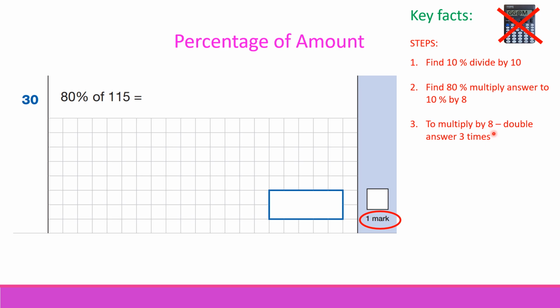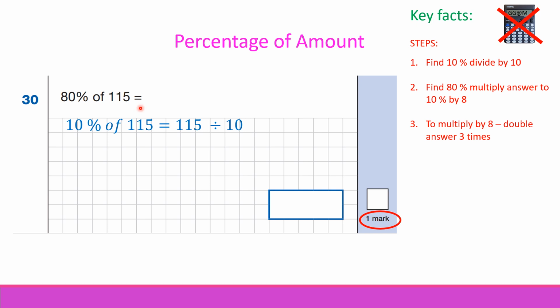Or you can use the traditional method to multiply your answer by 8. It is personal preference as to which way you prefer to do it. But you can do it in your head by multiplying by 8, by doubling the number 3 times. Press pause, have a go at working out the answer, and then press play when you're ready to hear the answer.